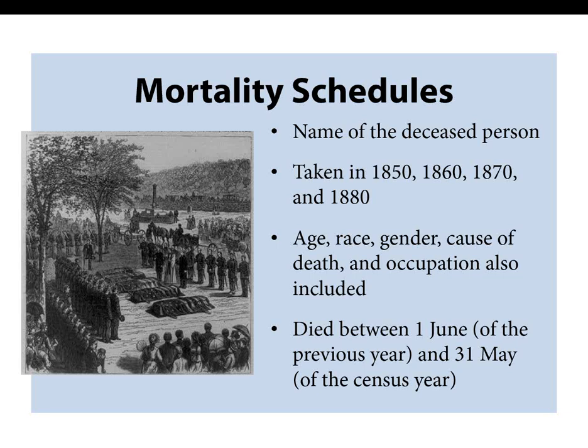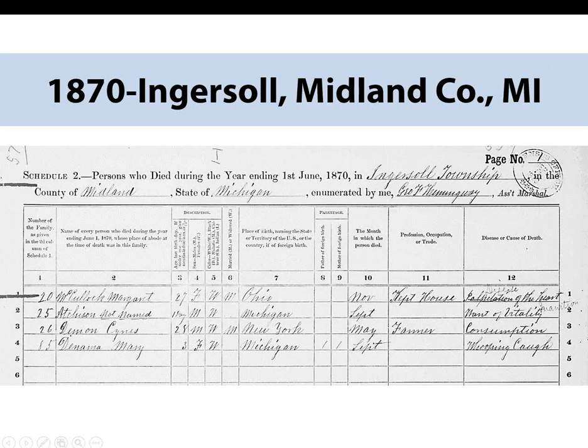But remember, it's not just people that died in 1850 or people who died in 1860. It's the census year. So they have to die between the 1st of June of the previous year and the 31st of May of the census year, because that's what all of the questions the enumerator is asking are based on. Obviously you wouldn't be able to say who in this household is dying. It would have to be who in this household died within the previous year.